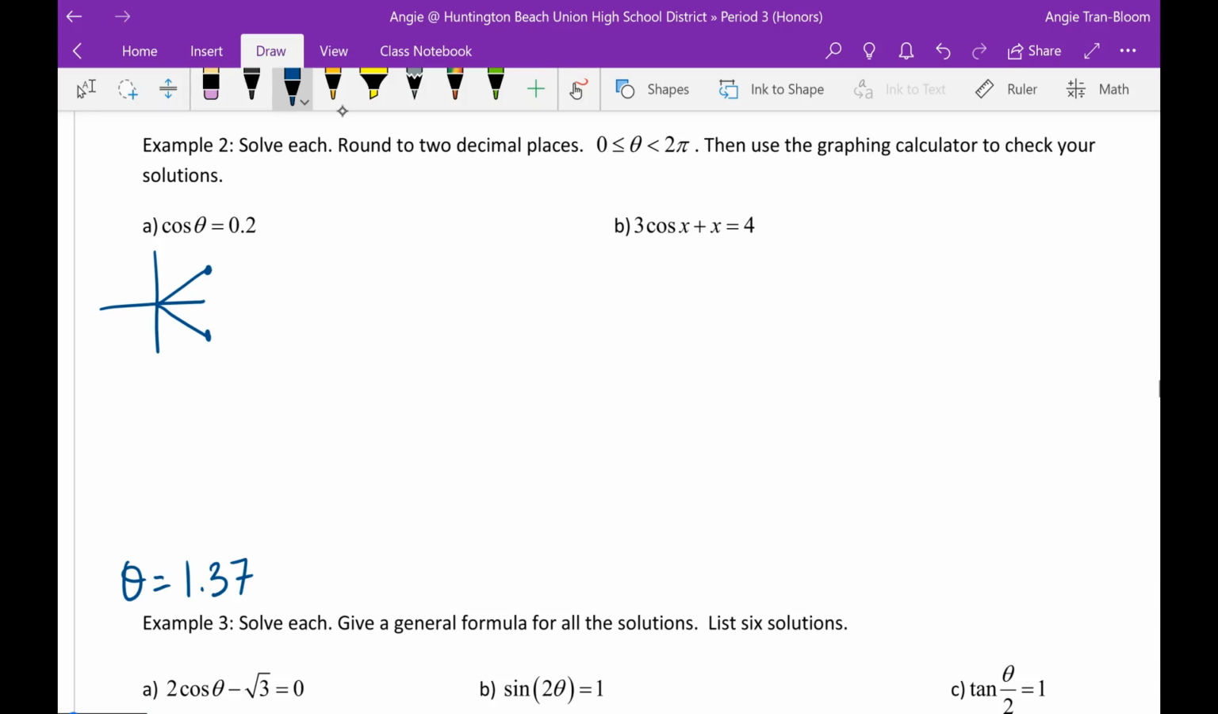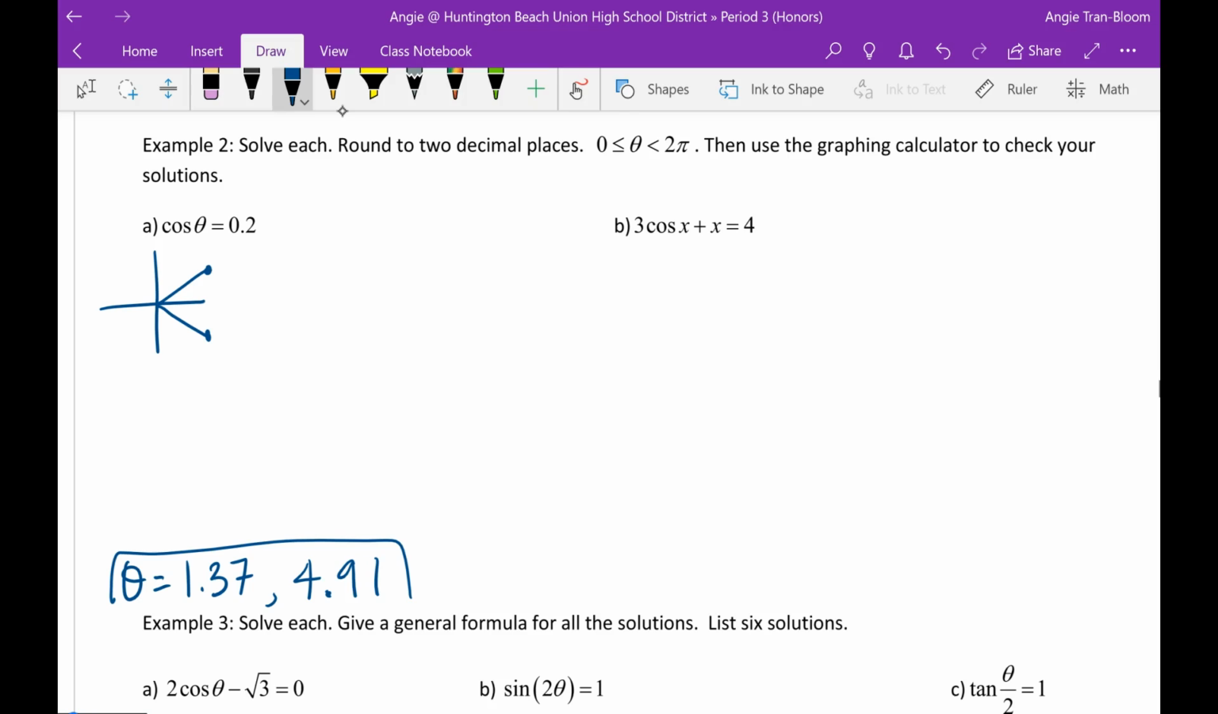2 pi minus that radians. So what's 2 pi minus that radians? Which is 4.91. Okay. Then I'm going to show you how to get all of the answers a different way. Write that down, and then here's what I want you to do.